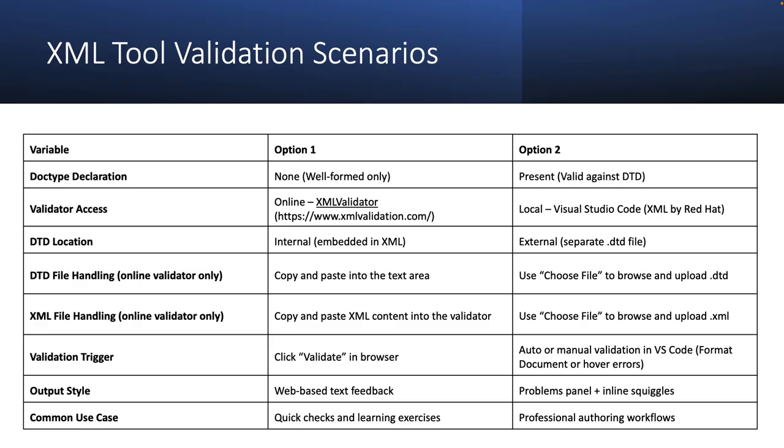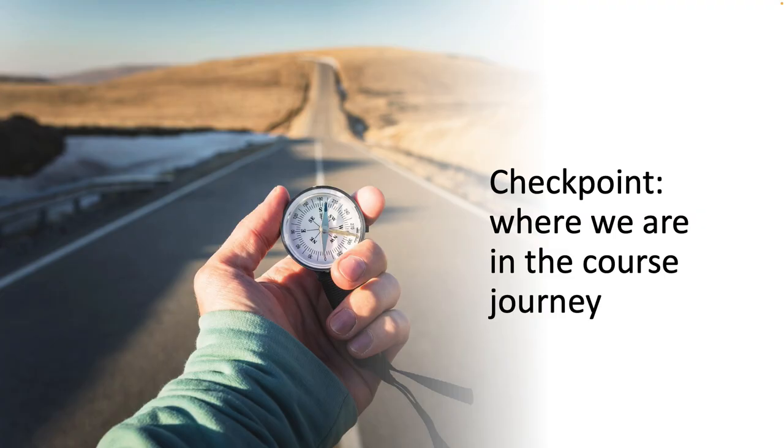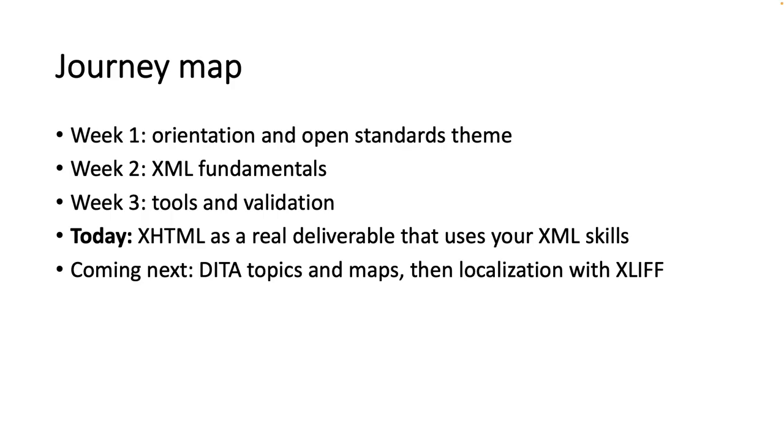So where are we in this journey? We are in week 4. Week 1 was the orientation to markup language and open standards as a theme. Week 2 was XML fundamentals. Week 3 was tools and validation. Today we're going over XHTML as a real deliverable that uses your XML skills. And then next we'll talk about data topics and maps, and then finally localization with XLIFF.